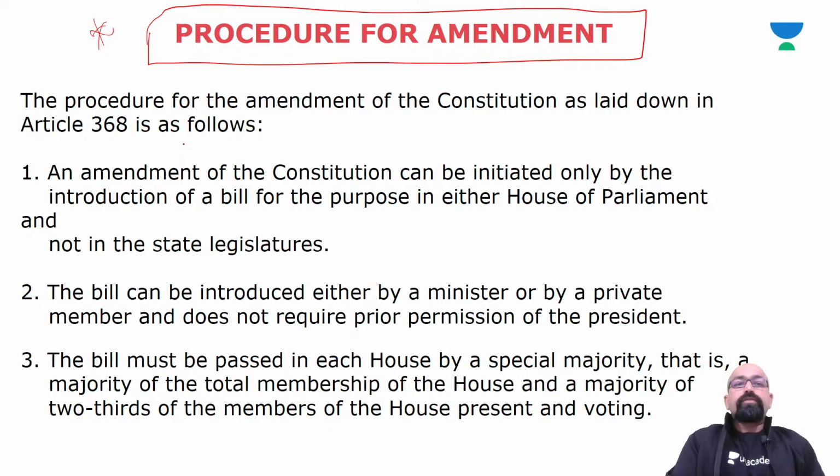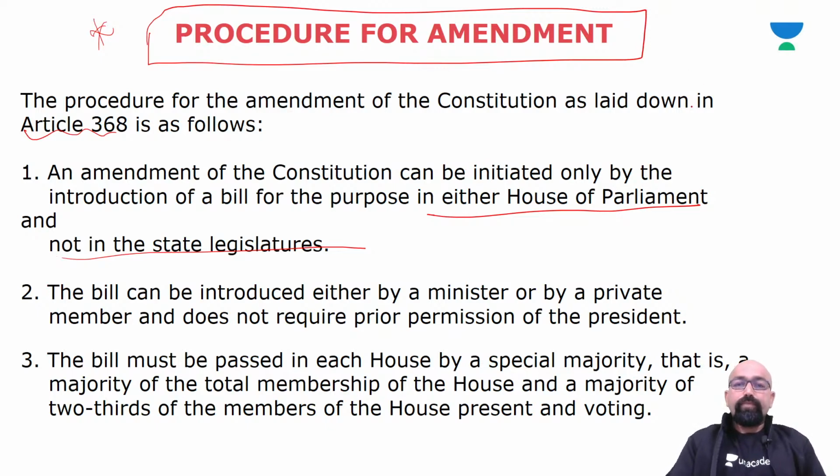So guys, the procedure for the amendment of the Constitution as laid down in Article 368: an amendment of the Constitution can be initiated only by the introduction of a bill for the purpose in either house of the Parliament and not in the state legislature.